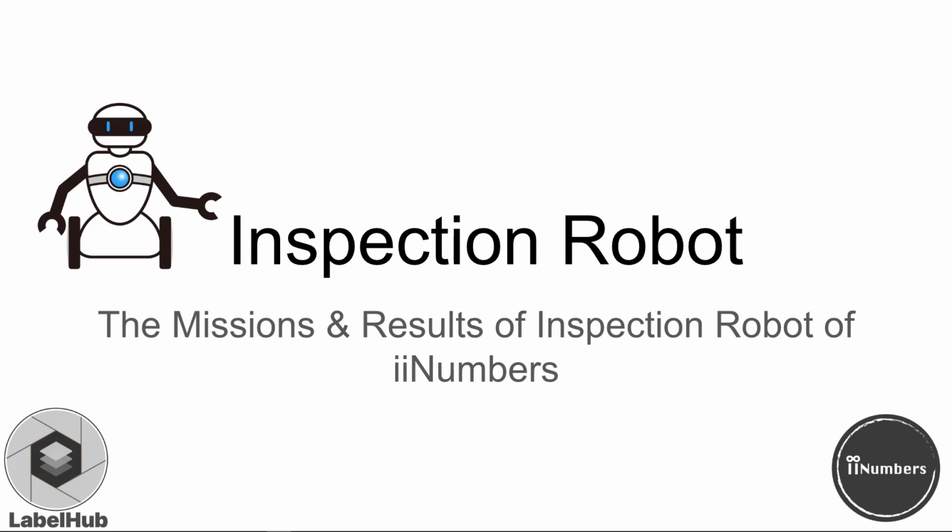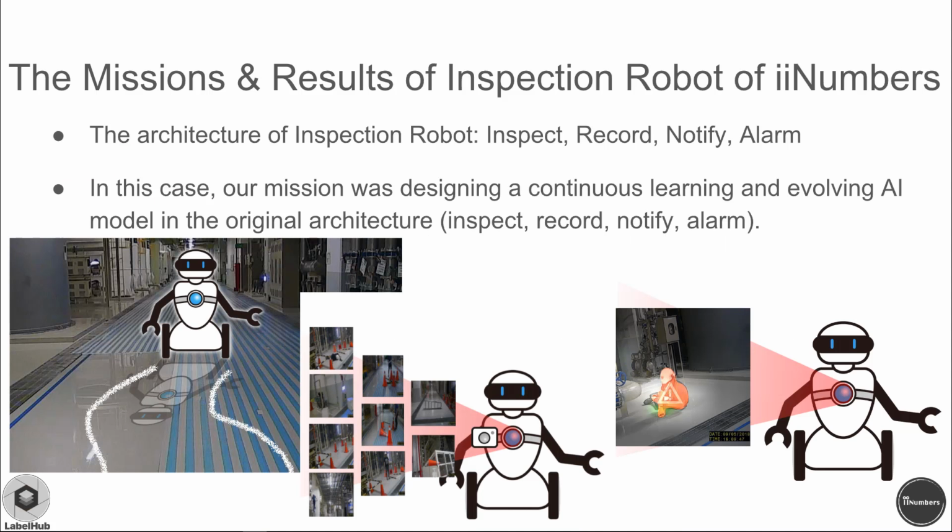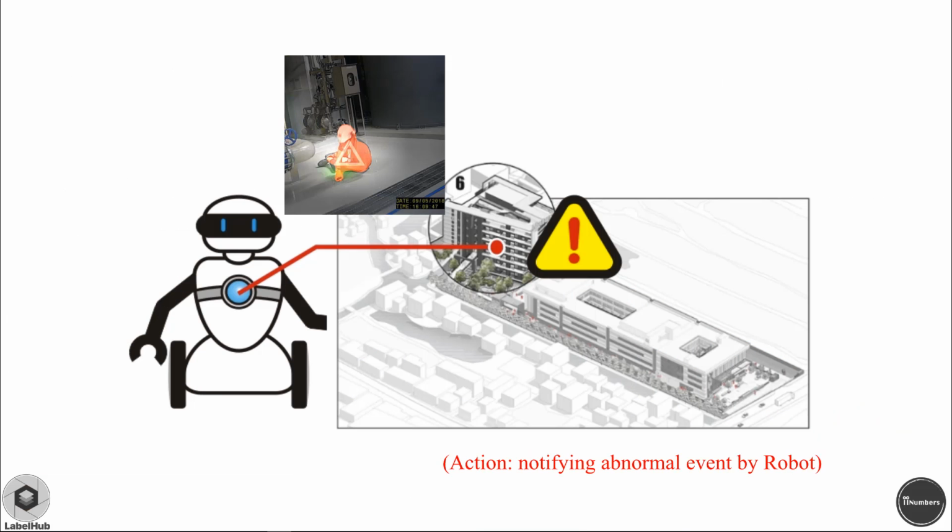Today we are going to share the mission of IN Numbers in the project of inspection robot and some interesting results. As everyone sees in the picture, the inspection robot can inspect, record, and detect objects and events in the factory. For example, when it detects a human falling on the floor, it will alert automatically and notify the type of the problem and the location of the incident.